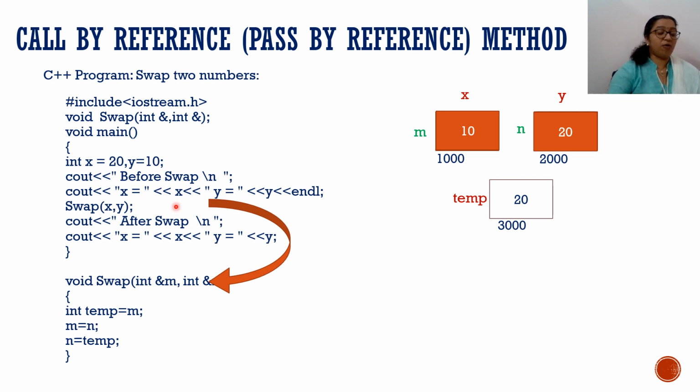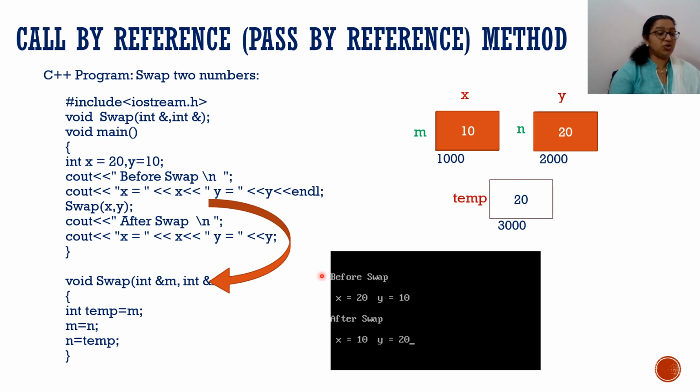Okay, now we can check the output screen. See this? Before swap, x is 20 and y is 10. Then after swap, what is the result in x and y now? See, it is swapped: x is 10 and y is 20. How did it change? Because we changed it with reference variables. Reference variable means that with the same memory allocation itself, we are sharing with m and n. For x we are giving the name m and for y, n. Understood now? So this is called by reference.